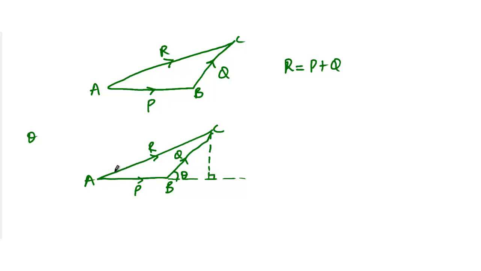And don't forget, we also have another angle here, which is alpha. I take this as alpha. Alpha is the direction of the resultant. Direction of the resultant in this case means the angle the resultant makes with the horizontal.